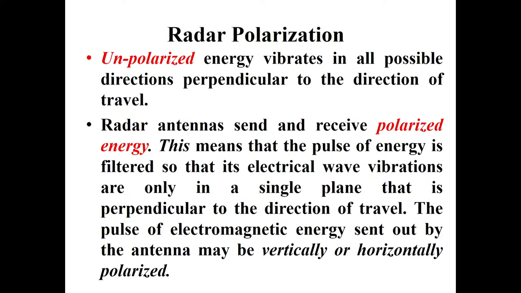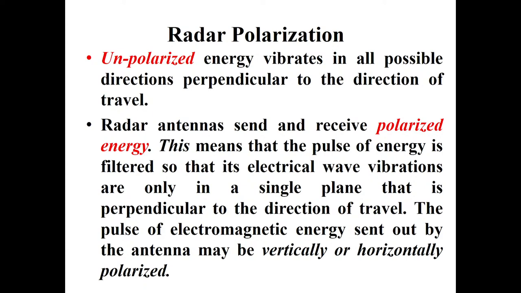In synthetic aperture radar remote sensing, polarized electromagnetic waves are used because unpolarized energy vibrates in all possible directions perpendicular to the direction of travel, and imaging will become difficult. Now the radar antenna sends and receives the polarized energy.